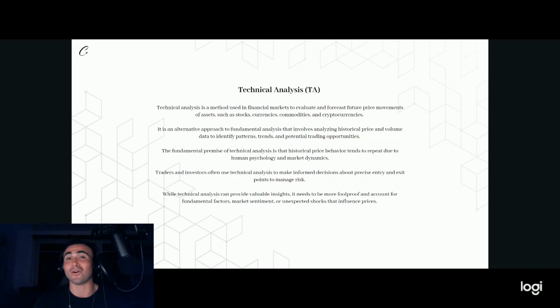Traders and investors often use technical analysis to make informed decisions about precise entry and exit points to manage their risk. While technical analysis can provide valuable insights, it is not foolproof and does not account for fundamental factors, market sentiment, or unexpected shocks that influence prices.